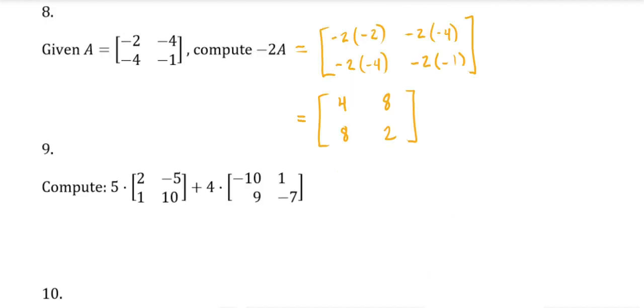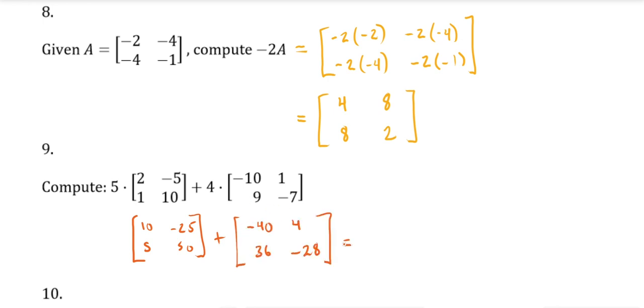Now, of course, we could combine these two operations together. If I multiply this matrix by 5, I multiply each entry by 5. And if I multiply this one by 4, I multiply each entry by 4. And taking the sum of these two means taking their pairwise sum. So for example, 10 plus -40 is -30, and so on.